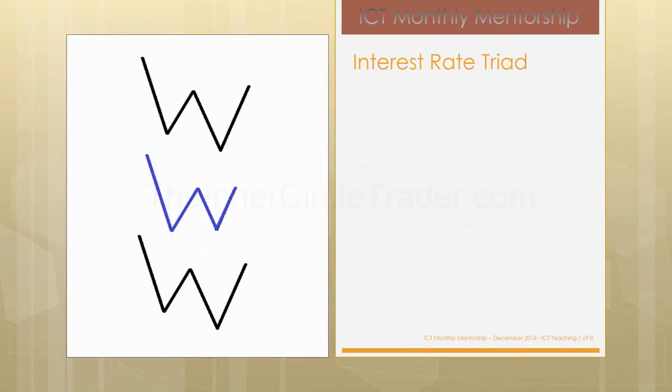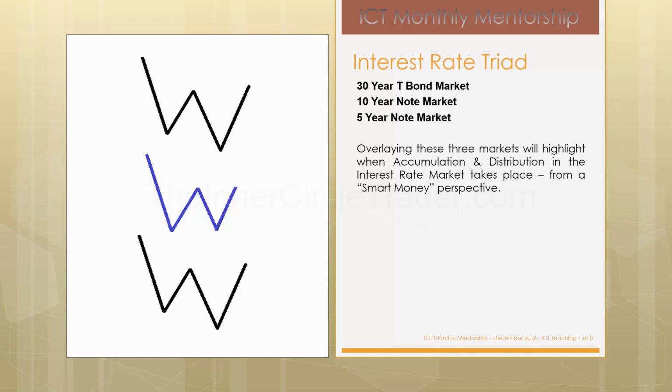Okay, interest rate triad. Again, we start with the 30-year Treasury bond market, the 10-year note, and the 5-year note. By overlaying these three markets, you'll be able to highlight when accumulation and distribution is in the interest rate market. And when this takes place, it represents smart money movement, or how you as a trader can view smart money in the form of seeing where accumulation in buying or distribution and selling is actually occurring in the marketplace.